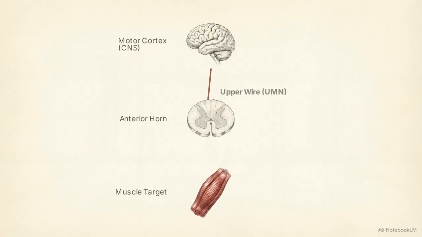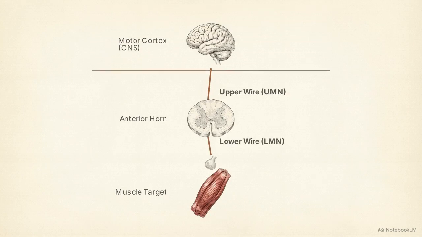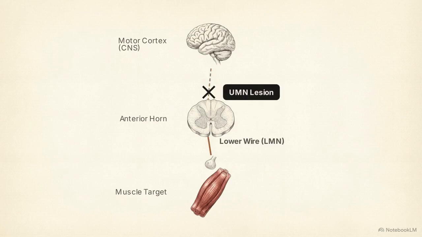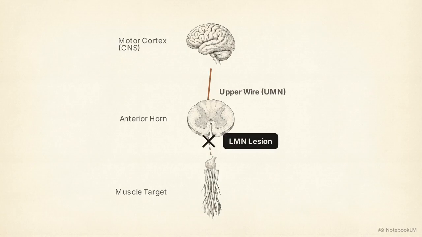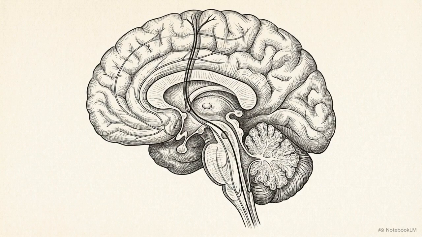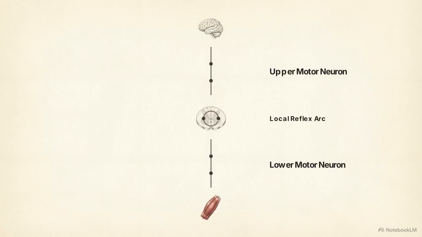Because motor control requires this exact sequence, the anatomical altitude of a lesion dictates the resulting clinical phenotype. Breaking the upper wire produces a distinctly different presentation than breaking the lower wire. The upper motor neuron initiates voluntary movement, while simultaneously providing constant active inhibition to local reflex arcs within the spinal cord. When an upper motor neuron lesion occurs, the lower motor neuron is left intact, but vital descending inhibition is lost. The local spinal reflexes are unleashed. Without cortical regulation, runaway reflex arcs cause hyperreflexia, locking the muscle in a continuous state of rigid spasticity.